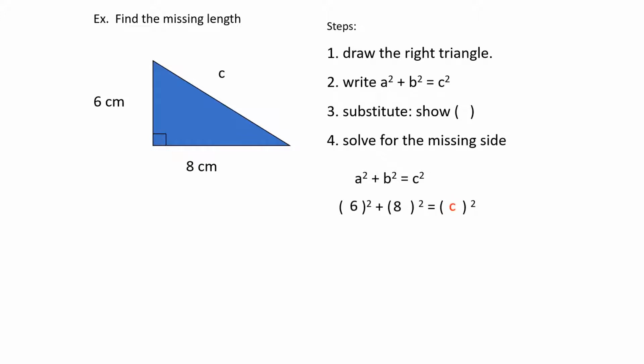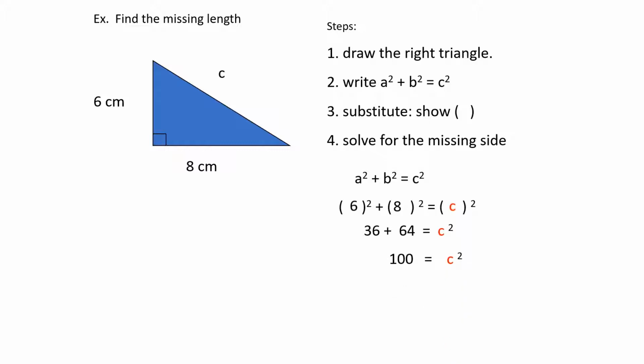Now, a lot of people get hung up on which one's A and which one's B. That is totally irrelevant. A and B are just labels. I could have made A be the 8 and B be the 6. It does not change the problem outcome one bit. A lot of people get hung up on it, though. 6 squared is 36, 8 squared is 64. I add those together, and I'm going to get 100.